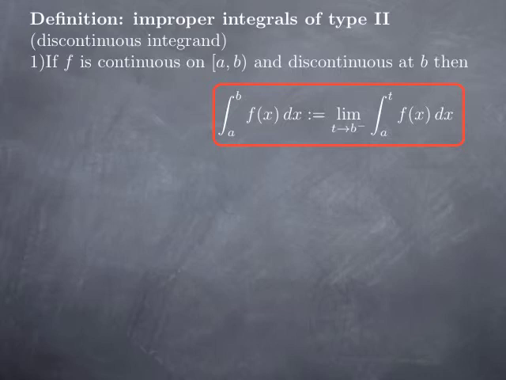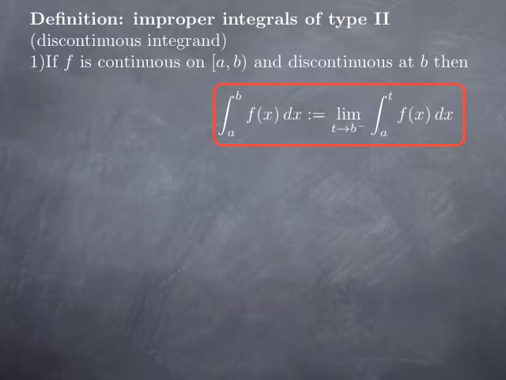And then we're going to define, just like we have in the previous example, the integral as the limit as t is approaching b from the left, so that t is approaching b from the inside of the interval, of the integral from a to t of f of x dx. Because the function is continuous on the interval except at b, the integral from a to t is well defined, and then we can look at whether we have a limit as t is approaching b.